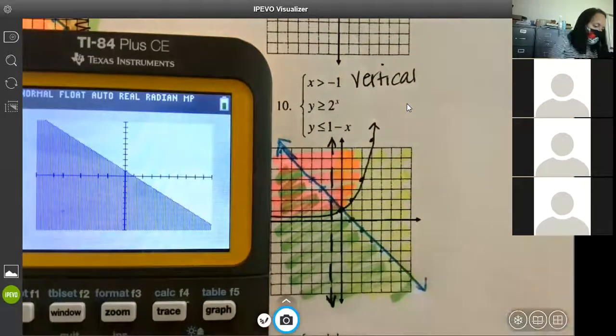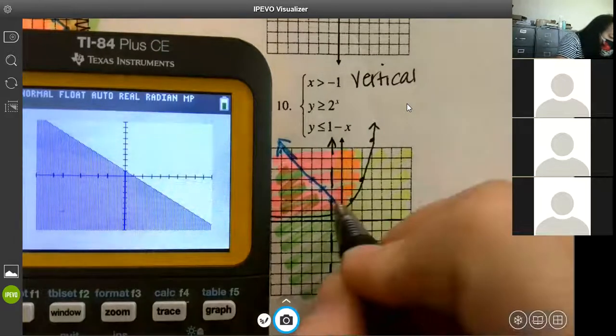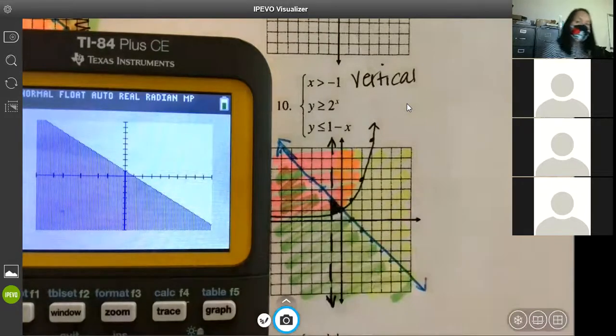So where's the only spot that there's 3 shades? Kind of deceiving on mine. Where's the spot where there's 3 shades, 3 colors? That little bitty tiny spot in the middle. That's where your answer is.